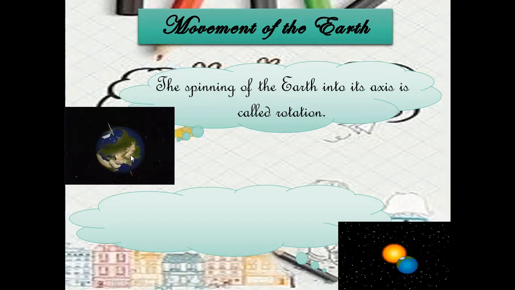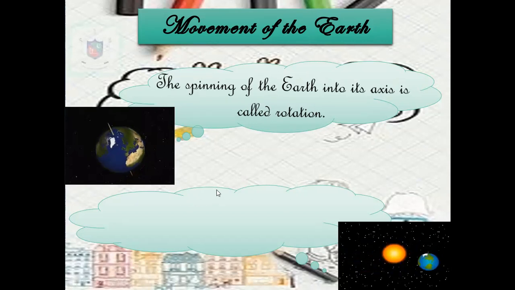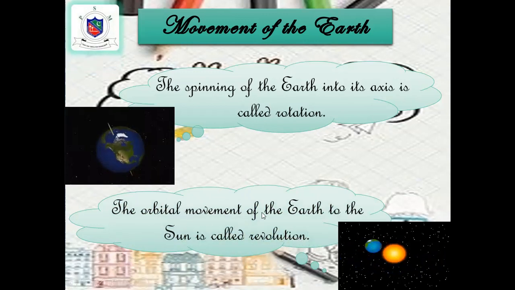Throughout the day, it appears that the sun is slowly moving from east to west. But this is because the earth is spinning on its axis from west to east. The sun itself does not move. Now, how do day and night occur? Before that, students, learn about another movement of the earth, which is orbiting around the sun.